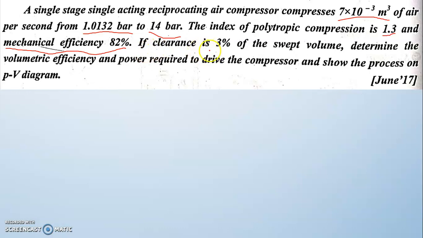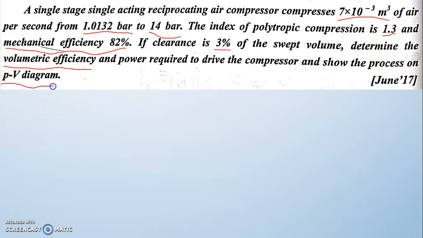If the clearance is 3%, clearance means it's the ratio between clearance volume and swept volume, Vc by Vs is 0.03. Determine the volumetric efficiency. We already know the equation for volumetric efficiency. Power required. Power is given by work done into RPM. And show the process on a PV diagram.